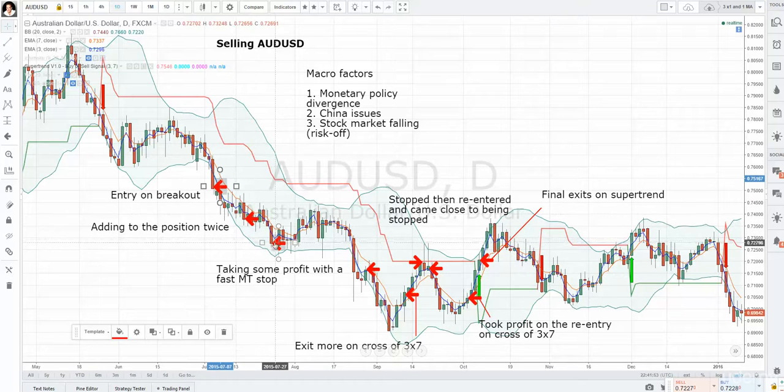Now we scale in the second time, and the market starts to reverse and chop around a fair bit here actually, so needing to be patient. You can see the 3x7 crosses here, but it's too early in the prospective trend for me to take profit, and also since I've just been adding, it's not where I'm looking to take profit, but I'm not looking to add or do anything in this consolidated period. I'm just waiting for the move, or for it to go up and hit my stop.